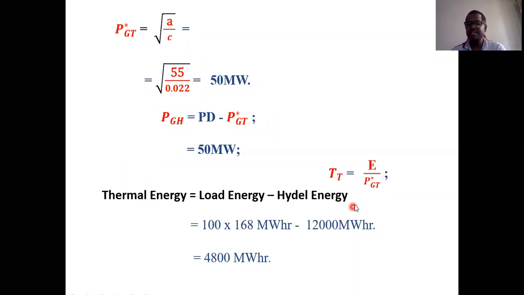So substitute this energy in this formula, and we know the PGT star, and calculate the TT value. Tell me the TT value in our chat box. Yes, BAT is saying that the TT value is 96 and TH is 72 hours. Very good. 53 is also saying 96 hours. Everybody is saying 96 hours for the TT value. So once you know the TT value, find out the TH value. How can you find the TH value? Subtract the TT value from the total time period. Then you will get the TH value.